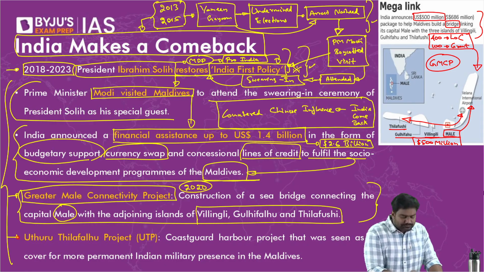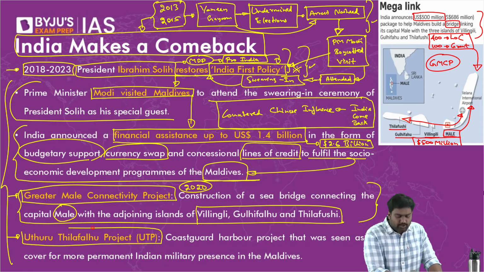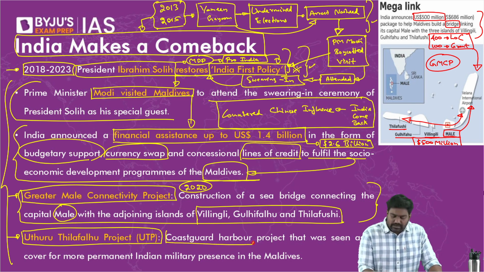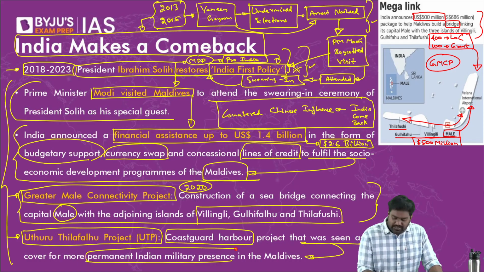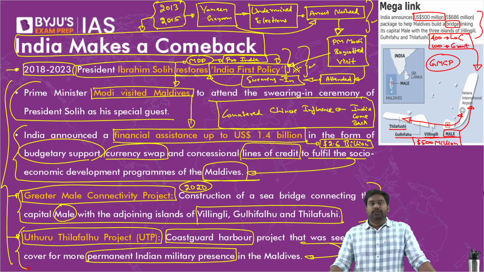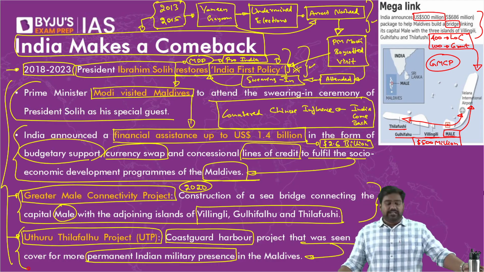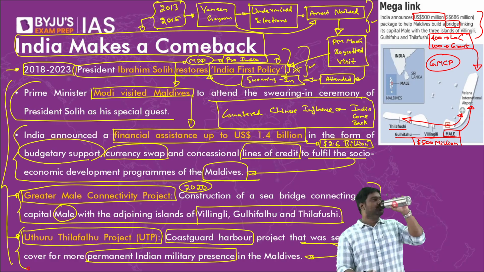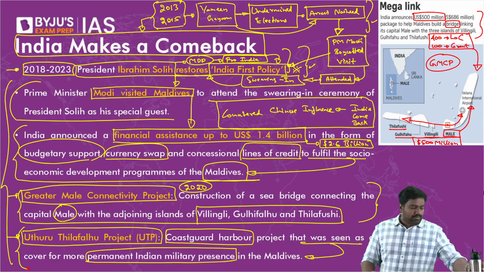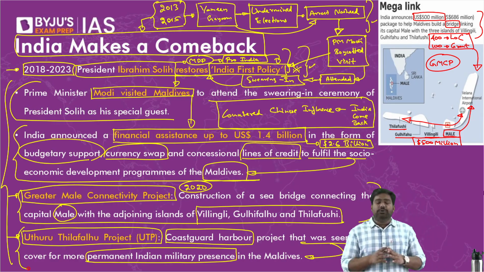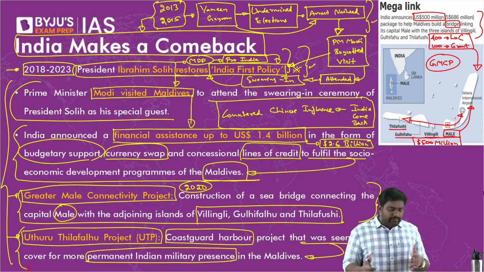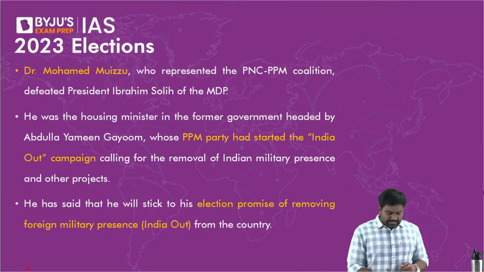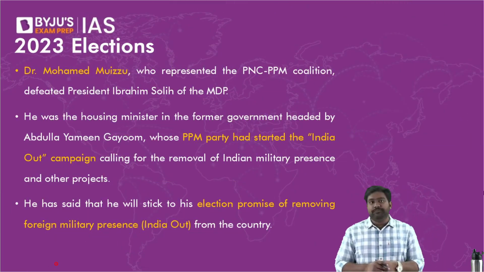We also announced the Uthuru Thila Falhu project, UTP, to build a Coast Guard harbor which could potentially become a base for the Indian Navy and Indian Coast Guard as well. So all these massive initiatives were taken up by India because of improved relations under Ibrahim Solih. So this was a sign that the India First policy was back. A pro-India government was back, protecting Indian interests. And as a result, India was able to take up all these key strategic projects.